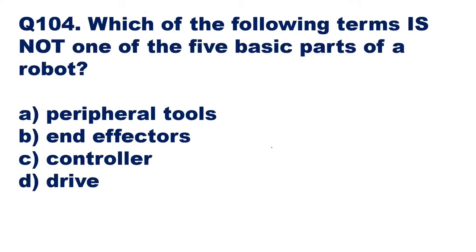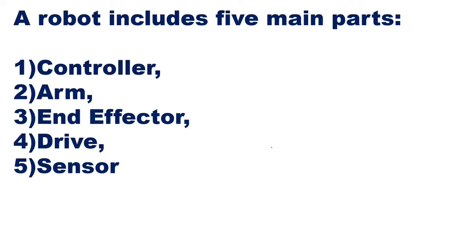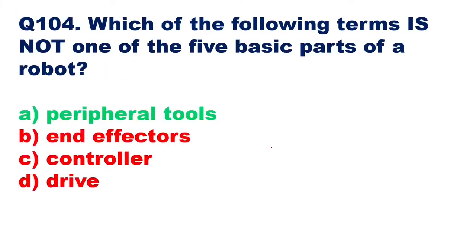So here the options were given as peripheral tools, end effectors, controller, and drive. And from this, option A is not the basic part, because here you can see the basic parts are controller, arm, end effector, drive, and sensor. So option A will be the answer, which is not the basic part of a robot. So peripheral tool is not the basic part of a robot.